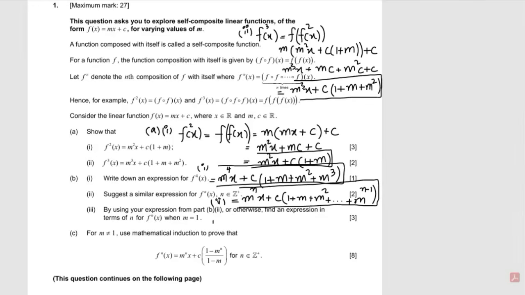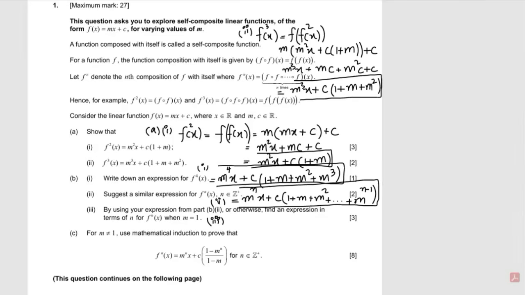And now I will do part B3. They're saying by using the expression from part B2 or otherwise, find an expression in terms of n for f to the power nx when m equals 1. You can use your expression or maybe otherwise. Otherwise means you can follow the pattern, right? So, okay, let's just use the expression first.